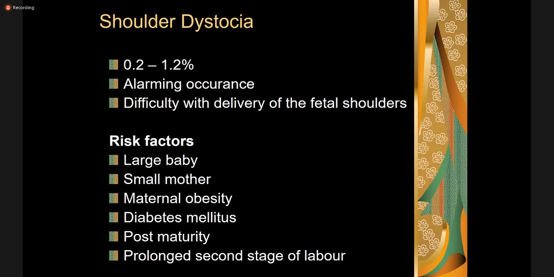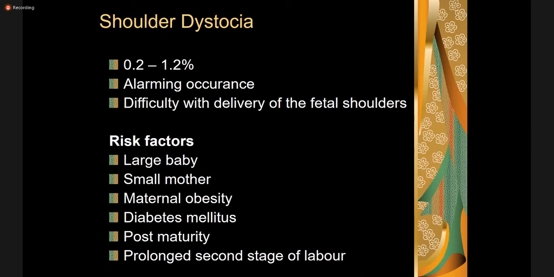Shoulder dystocia is a real emergency. It may occur in 0.2 to 1.2% of cases. Alarming occurrence. That means a real emergency. You're delivering a patient and find that the shoulders are stuck. So what happens? The baby's head comes out and you're unable to deliver the fetal shoulders.